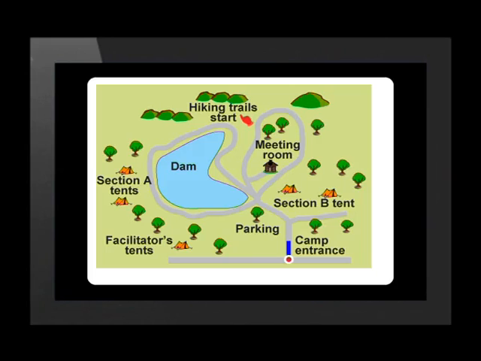We would go through the entrance and carry on along the road until we reach a fork in the road. We would turn left and continue to the next intersection. Turn left and continue around the dam until we see facilitators' tents.